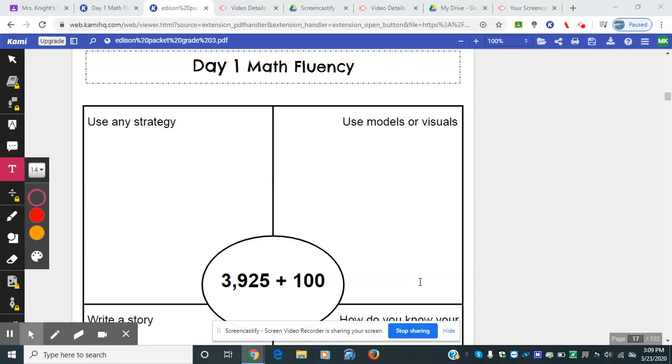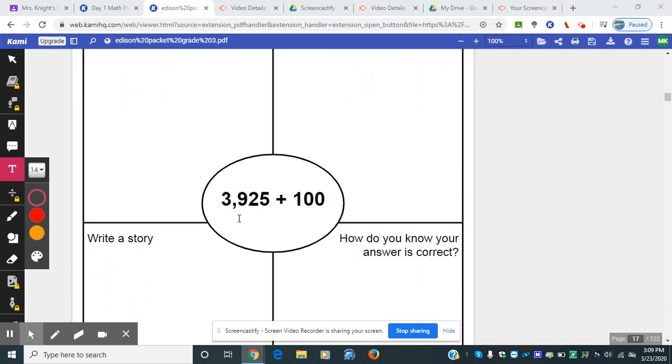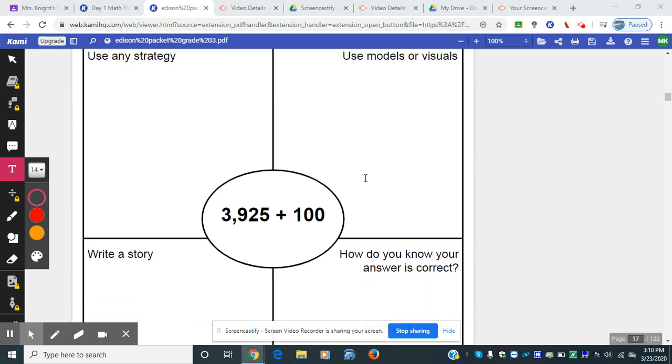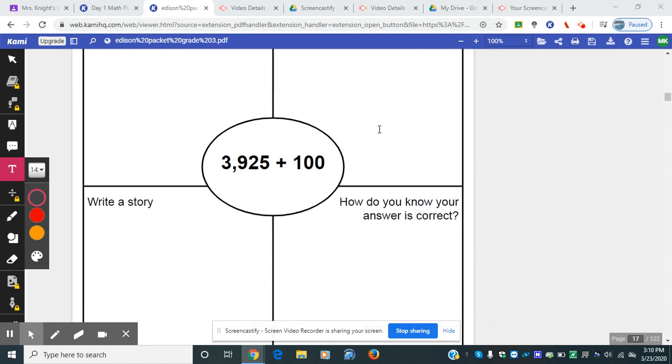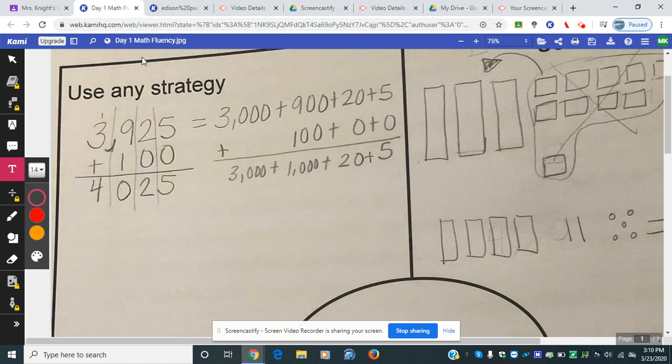All right, you guys, this is how to tackle the day one math fluency. It's kind of like our Foursquare that we do in math. You have a problem in the center, and you have to answer it using any strategy, and then use models or visuals, write a story, and then check to make sure that your answer is correct. Mrs. Cortez did an example for us, so I'm going to zoom way in.